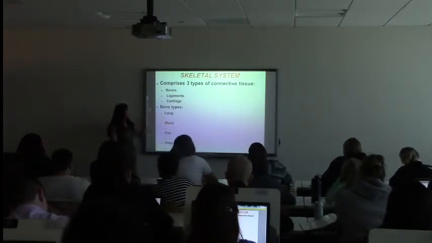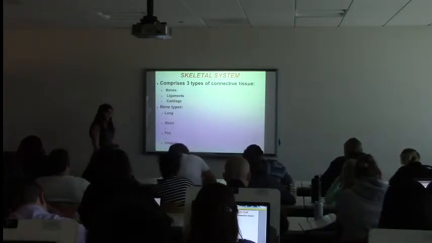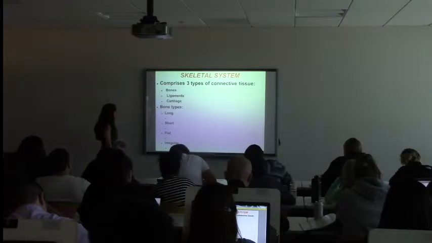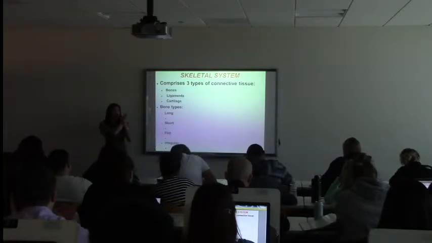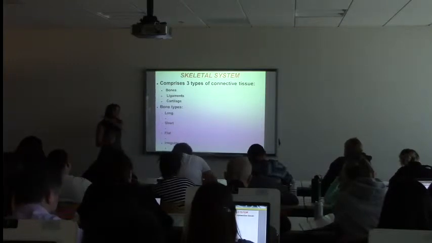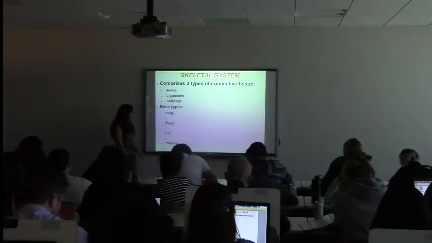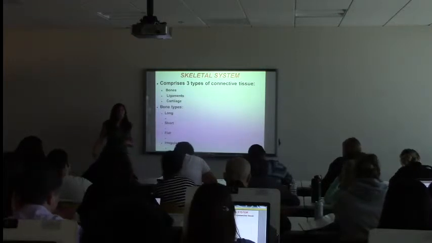Okay? Example of a long bone is your humerus, your tibia. Example of short bone are basically your carpals, like your wrist bones. Example of flat bone basically is like your scapula, which is your shoulder blade in the back. And irregular bones basically is like your hip bone. It has an odd shape.